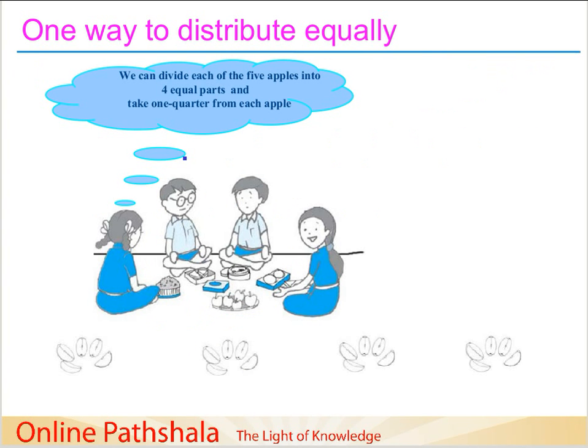One of the friends proposed that all the apples can be divided into 4 equal parts, because there are 4 people. Each and every apple must be divided into 4 equal parts, and then each takes 1/4 from each apple. So this is how it will look. This goes to the first person, this goes to the second person, this goes to the third person, and this goes to the fourth person.